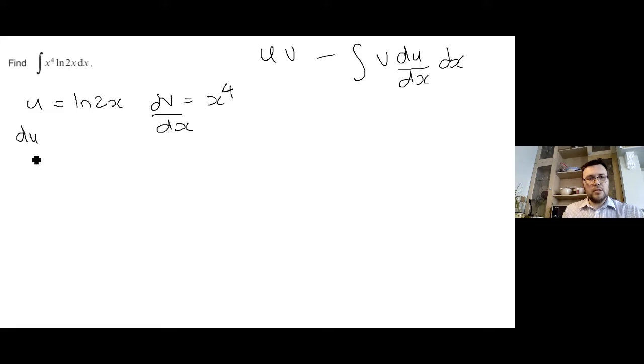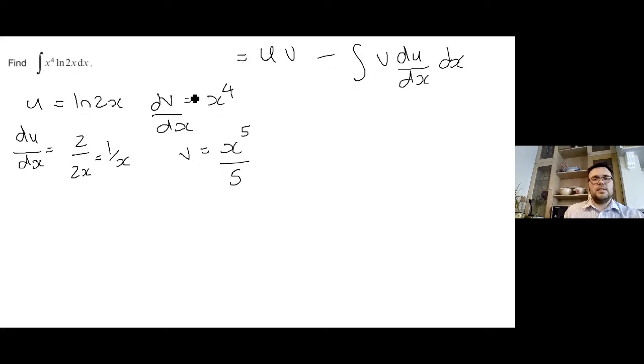If we differentiate logs, we get chain rule, so 2x goes to 2 over 2x, so it's going to be 1 over x. And then if we integrate this, it's going to go x to the 5 over 5. And then this is the formula that we use for integration by parts. So it is uv minus the integral of v du by dx. So my uv is, so this is then equal to x to the 4 log 2x minus the integral of v, which is x to the 5 over 5 times 1 over x.